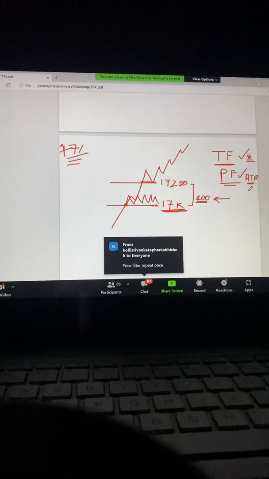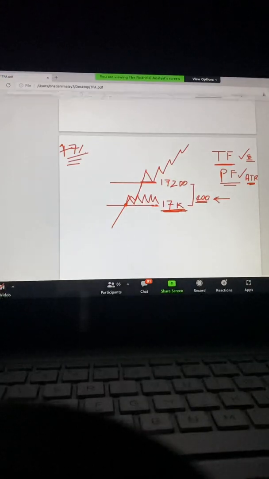Sir, in case of intraday, we can't have a range of 200 points in case of Nifty. If a breakout comes, then how do we use that time filter? Wait for this ATR concept. For intraday ATR will be different, swing trading ATR will be different.